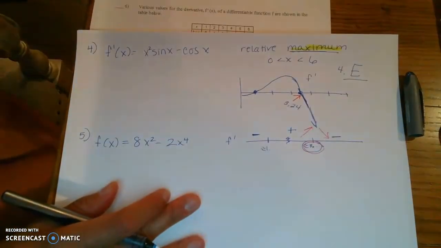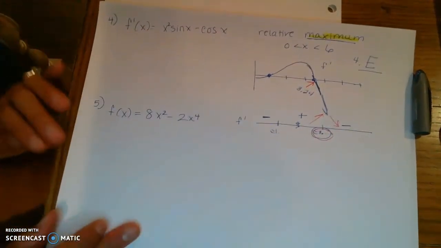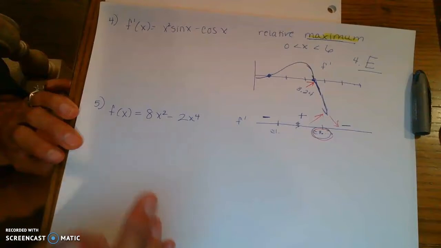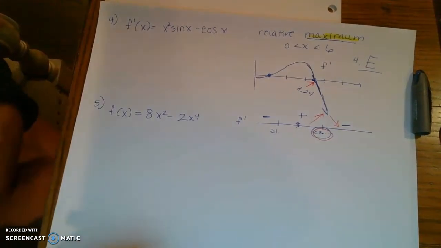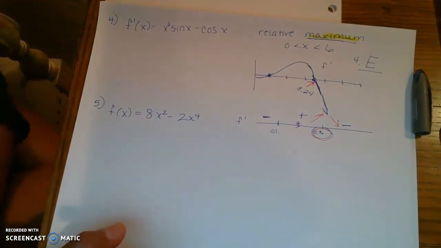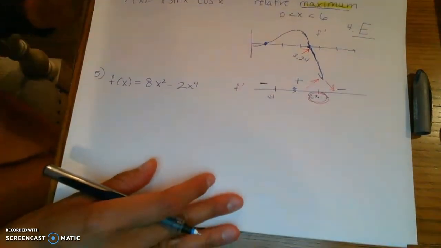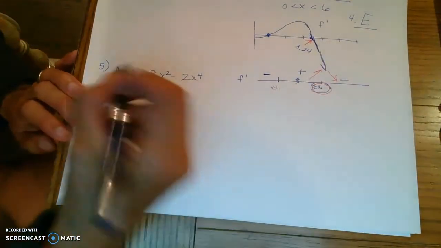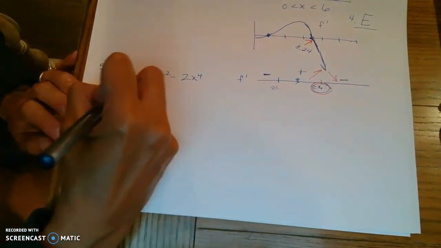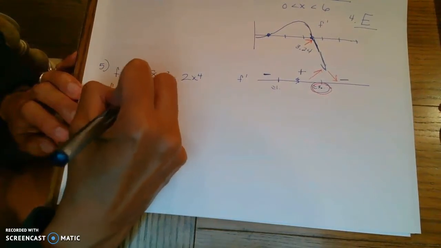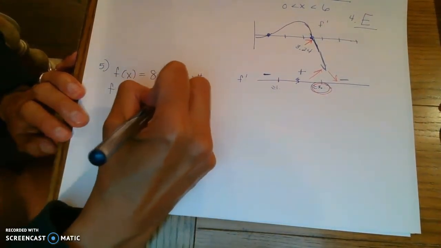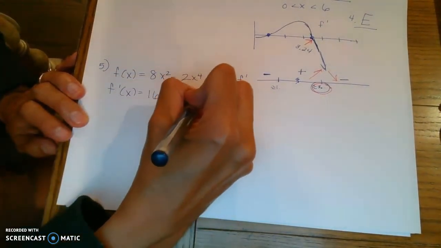If I'm looking at 5, they give me this equation and they're asking me about it. This is very, very basic. I have one local max, one local min. That's all. All the choices are about mins and maxes, so that's requiring me to find the first derivative. This one's pretty straightforward. The first derivative just becomes 16x minus 8x cubed.